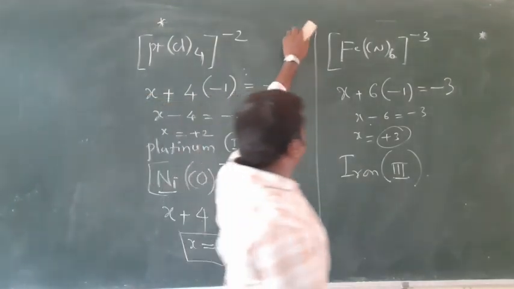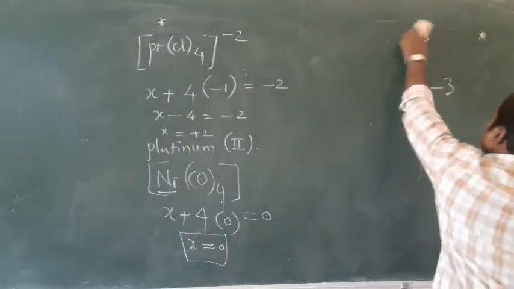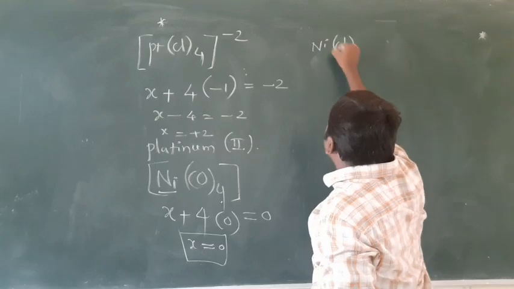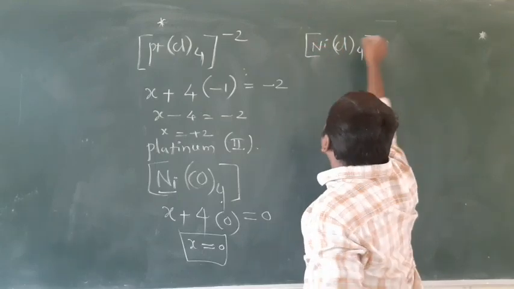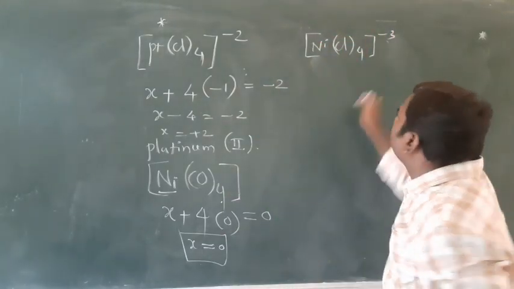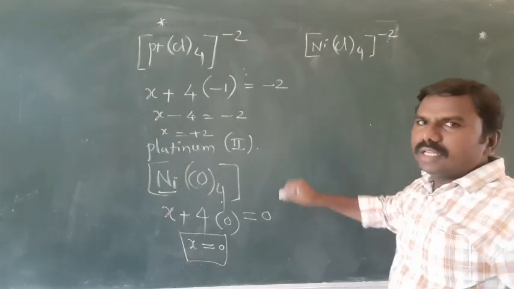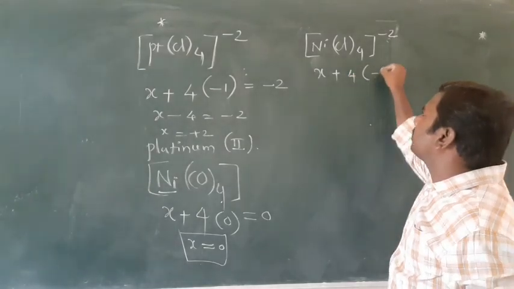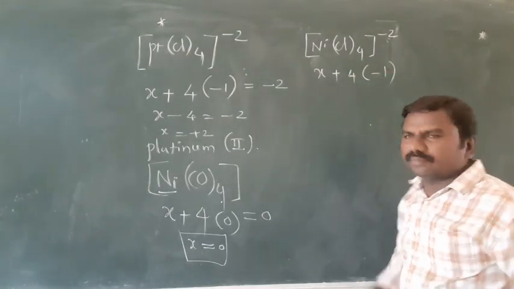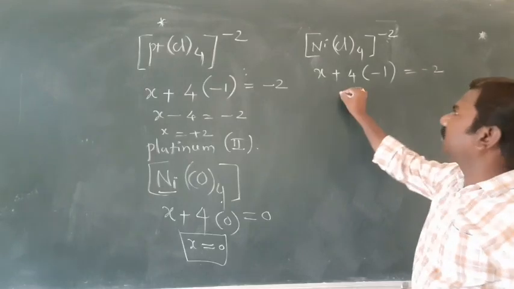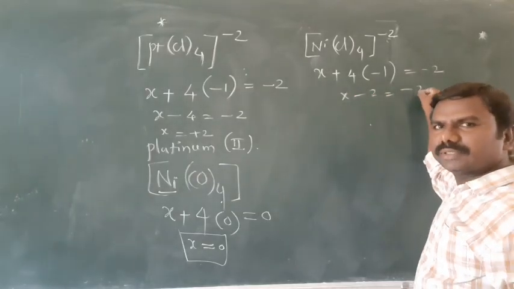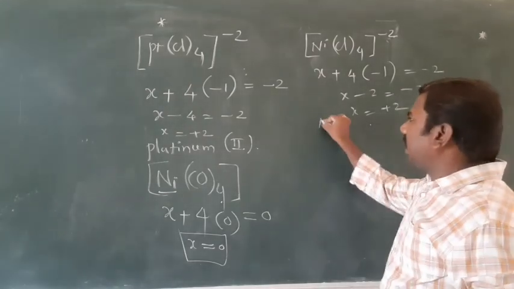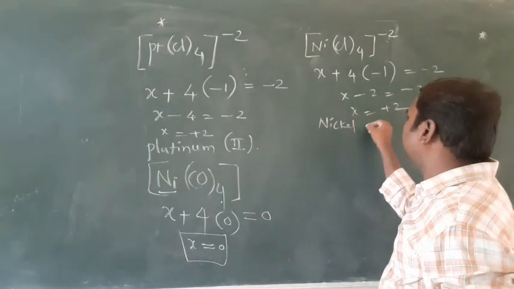So similarly, one more. [NiCl4]2-, we will discuss. Nickel is the central atom X. 4 chlorides, for chlorine -1, so the charge is -4. X - 4 = -2, where X = +2. So it can be written as nickel(II).